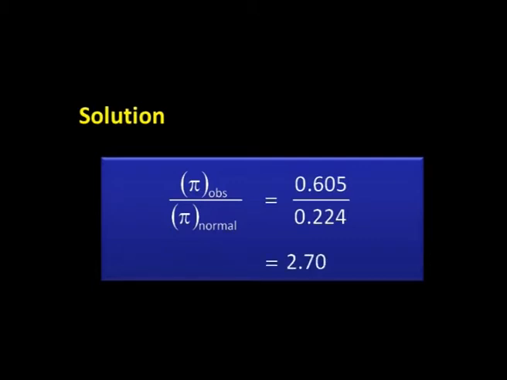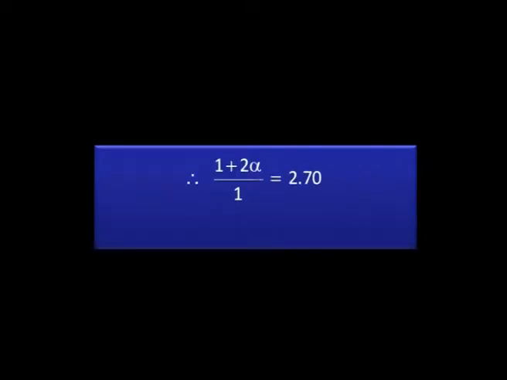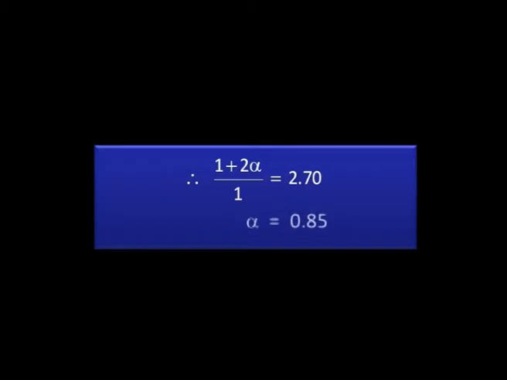As calcium chloride is an electrolyte, dissociation will take place as calcium chloride will break up into one ion of calcium 2 plus and two ions of Cl minus. Therefore, i will be equal to 1 minus alpha plus 2 alpha, which is equal to 1 plus 2 alpha. Hence, 1 plus 2 alpha is equal to i. Here alpha is the degree of dissociation of calcium chloride. By equating, we can get alpha equal to 0.85 or 85% dissociation. There is another example to understand dissociation.